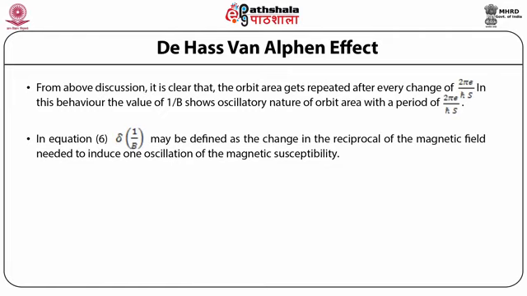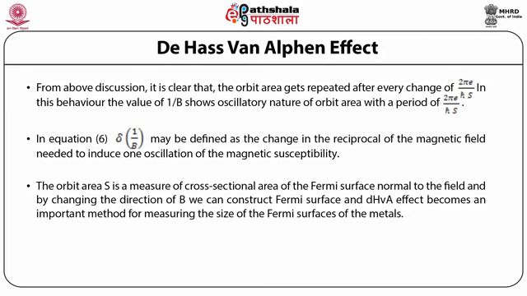So if we want one oscillation of magnetic susceptibility increment, then we have to give this change as a function of 1/B. The orbit area S is a measure of the cross-sectional area of the Fermi surface normal to the field, and by changing the direction of capital B, we can construct the Fermi surface. The de Haas-van Alphen effect becomes an important method for measuring the size of the Fermi surface of a metal.